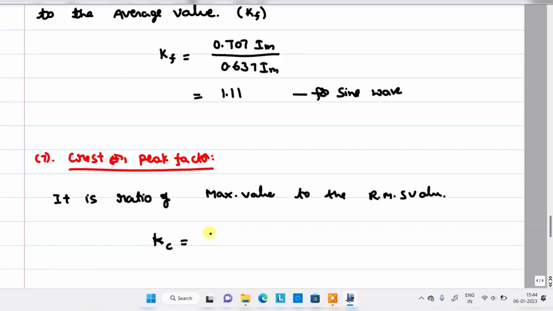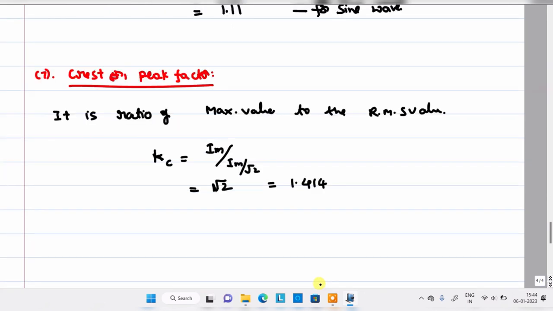What is the maximum value? Im. What is the RMS value? Im by root 2. That will be equivalent to root 2, that is 1.414. So that is the crest factor or peak factor. Is it okay? It is for sine wave. So this is about this particular topic.